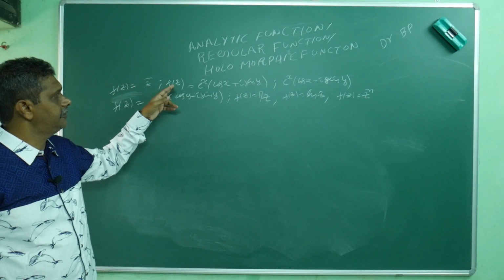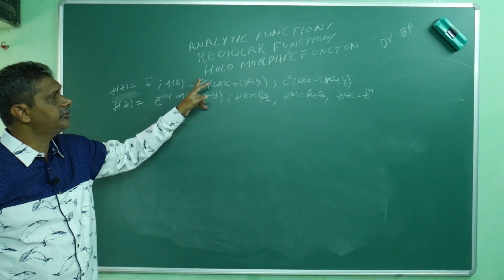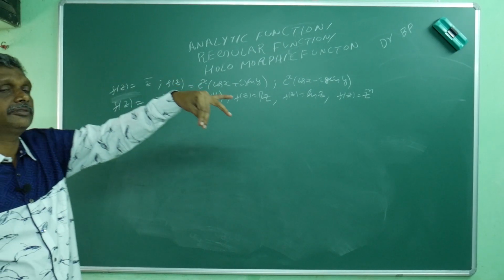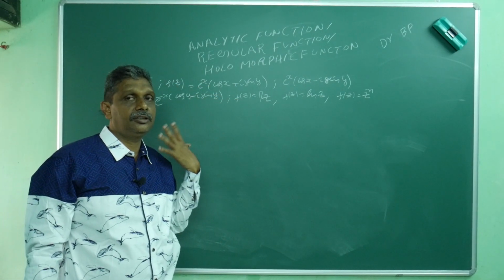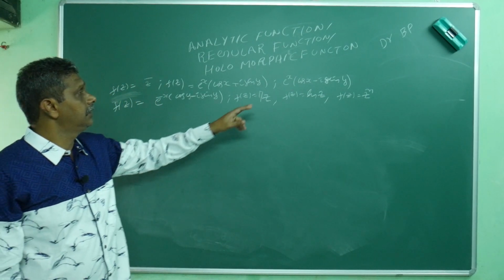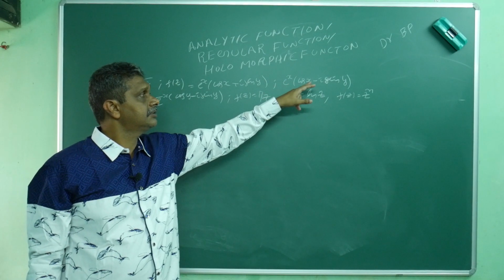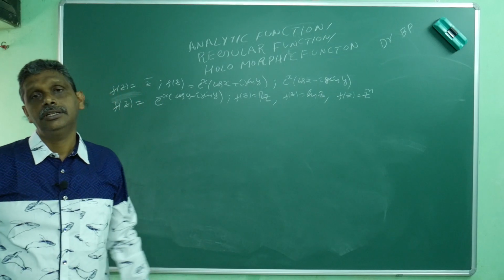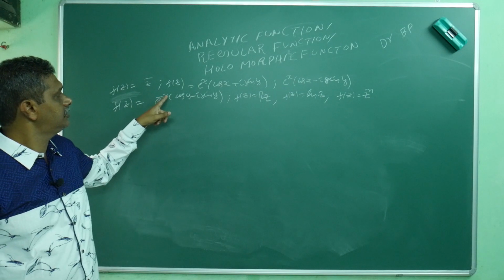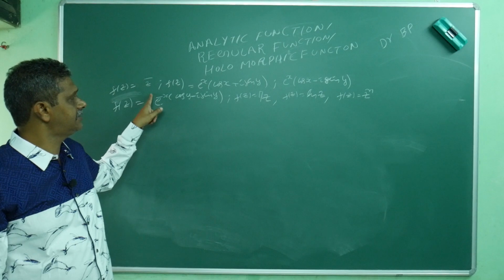f of z is equal to e power x into cos y plus i sin y. They may call this e power z also, where z is equal to x plus i y, which means e power x into e power i y. E power i y, we already know using Euler's formula, is cos theta plus i sin theta. This is what e power z bar is: e power x into cos y minus i sin y. These are e power minus z.